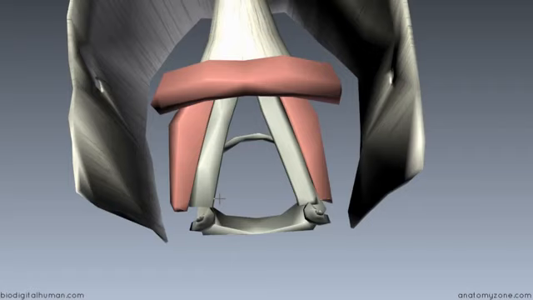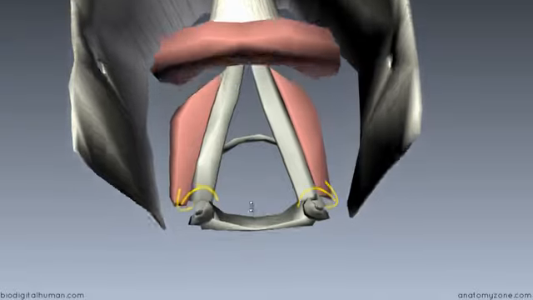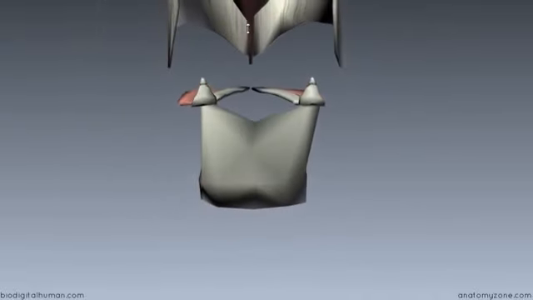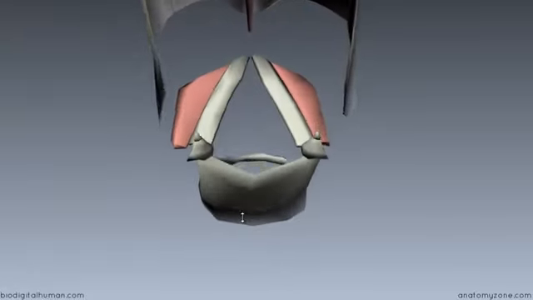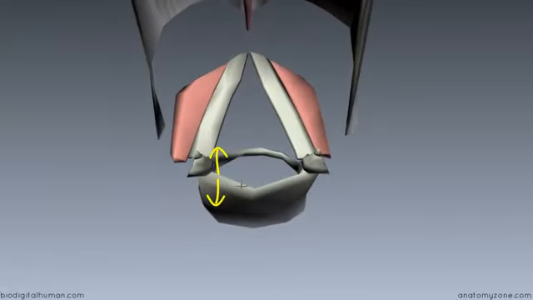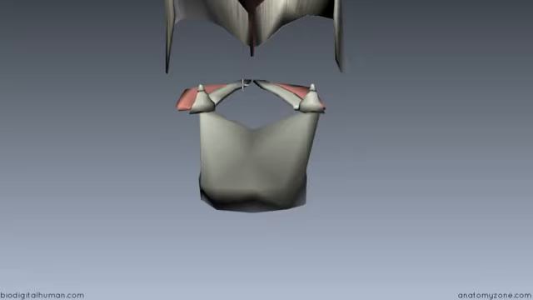It's important to get a grip of the movements that occur at the cricoarytenoid joint. The arytenoid cartilages are really interesting because they can be laterally rotated, like I showed you here. They can also be abducted, so they can be moved side to side, and they can also be rocked backwards and forwards. So there are a few movements that the arytenoid cartilages can do.